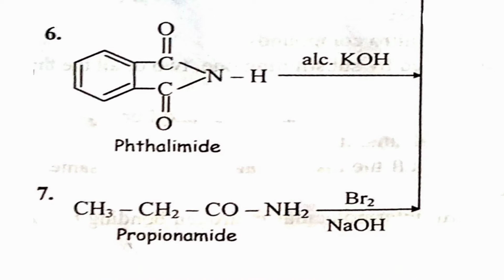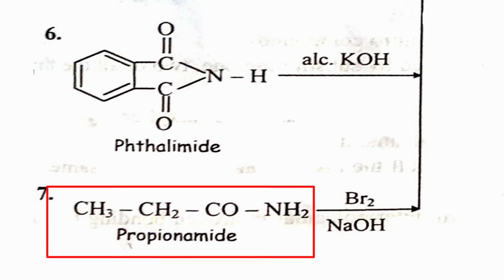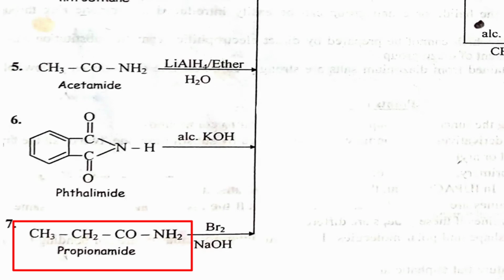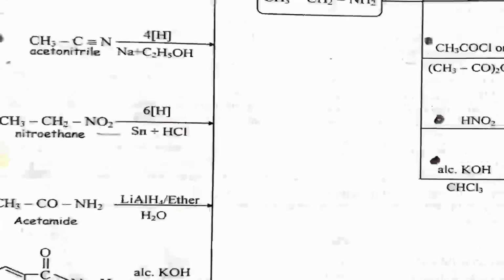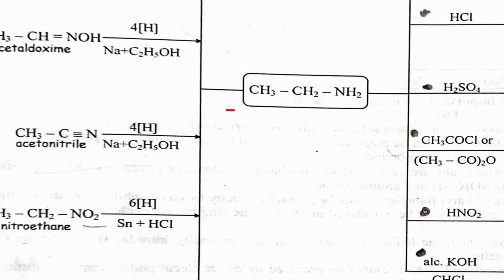You see here propionamide, CH3CH2C, all three carbons are considered: 1, 2, 3. Now you see the product coming is ethylamine, that is one carbon less. That is the reason it is known as a step down reaction.